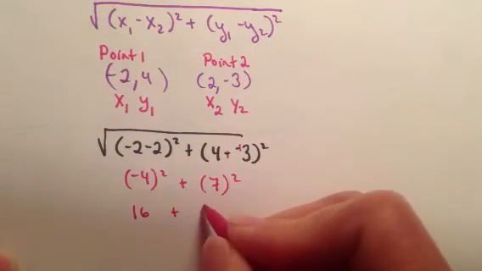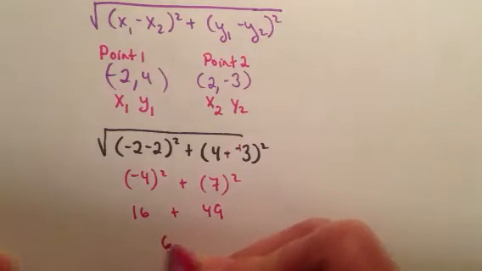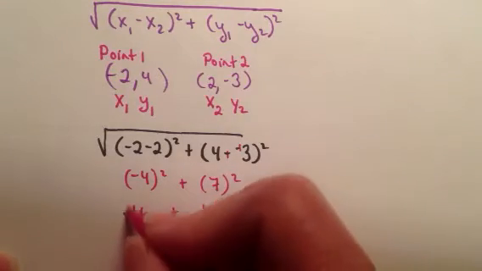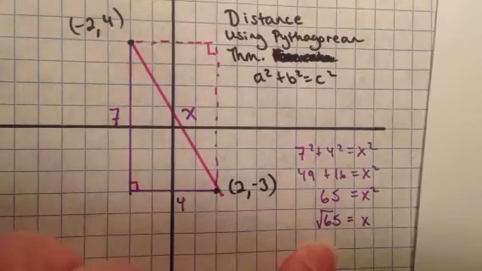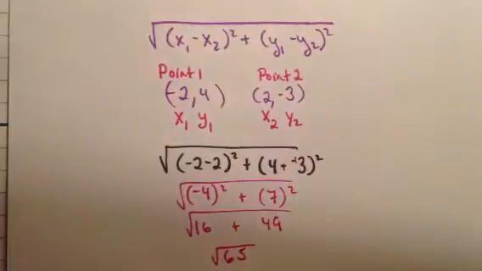So I have 16 plus 49 for a total of 65. And all of these were still under the square root. I just wasn't writing them. So that's the square root of 65. And that's what we came up with over here. So the square root of 65 and the square root of 65.